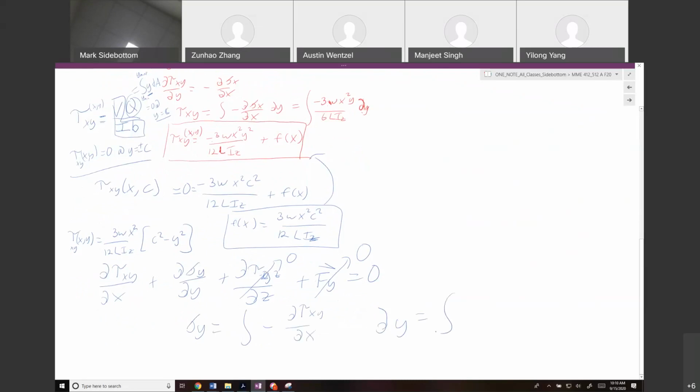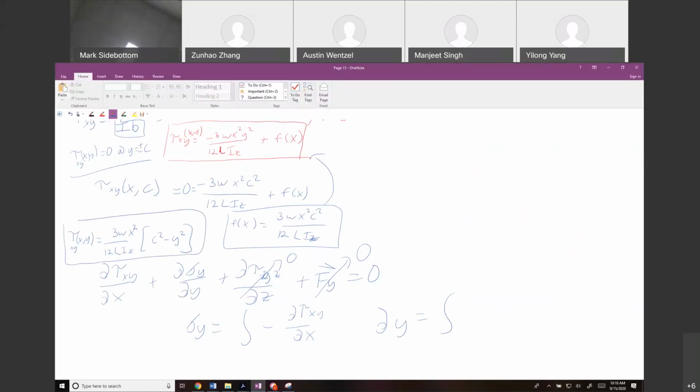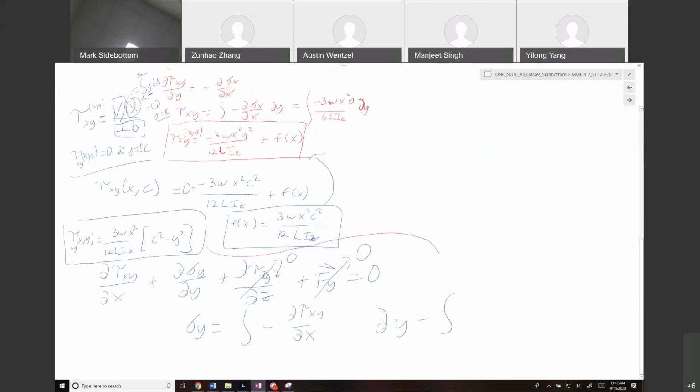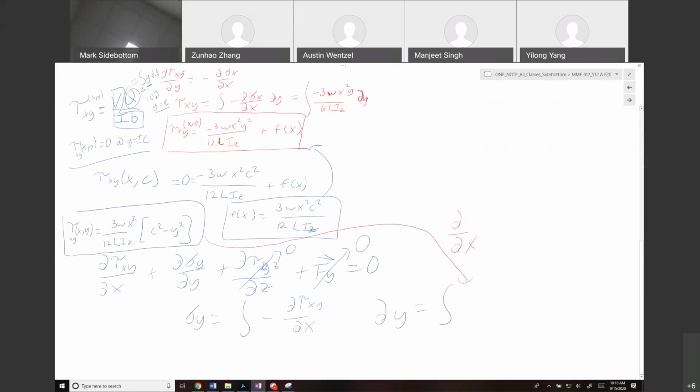So if we plug in our value of d tau xy dx, we can integrate that derivative. All right, so if we do that, we end up getting 6wx over 12 l Iz times c squared minus y squared. And then we have to multiply that by -1. All right, and we have to take the integral of that with respect to dy.